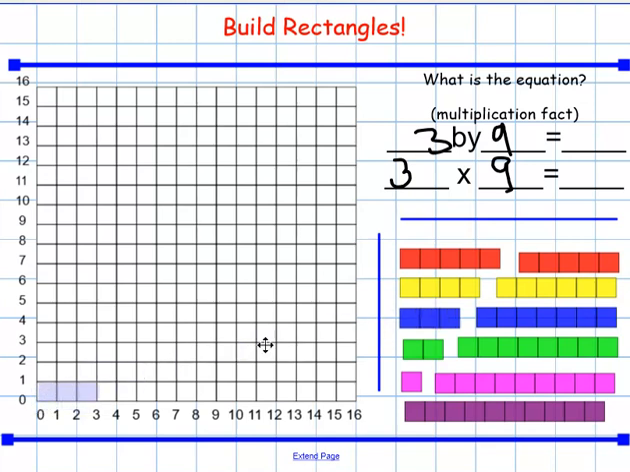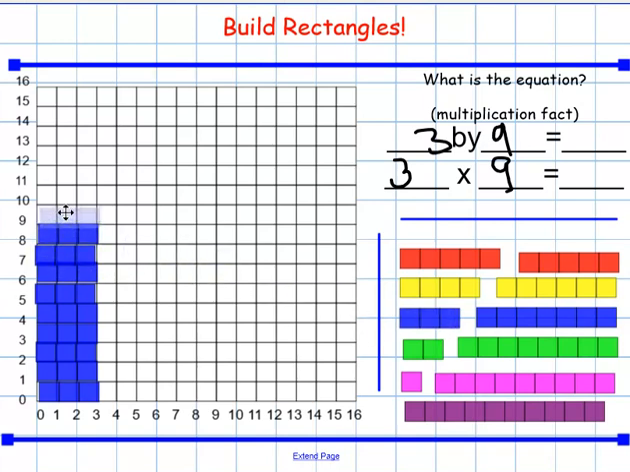So this is a 3 times 1, a 3 times 2, a 3 times 3, a 3 times 4, a 3 times 5, a 3 times 6, a 3 times 7, a 3 times 8, a 3 times 9, and a 3 times 10. So we would say that we know a 3 times 10, and we would write it out like this as well. We know a 3 times 10 equals 30.